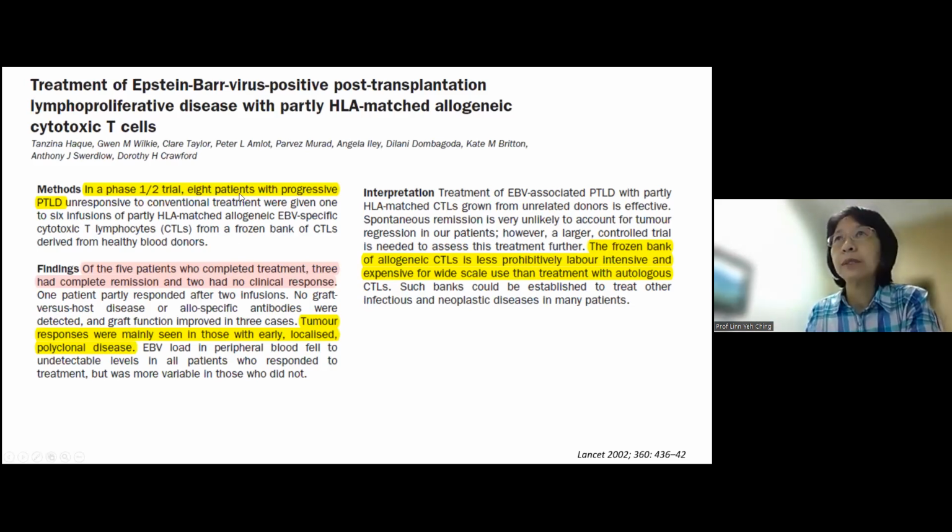The earliest study came from the Scottish Blood Bank, published in 2002, which was a bank of EBV T cells derived from healthy donors for the treatment of EBV PTLD in post-transplant patients. In 8 patients with progressive PTLD, 5 patients completed the treatment, of whom 3 had complete remission, mainly in those whose tumors were early or localized and polyclonal. They rightly also stated that the frozen bank is less prohibitively labor intensive and expensive for wide-scale use.